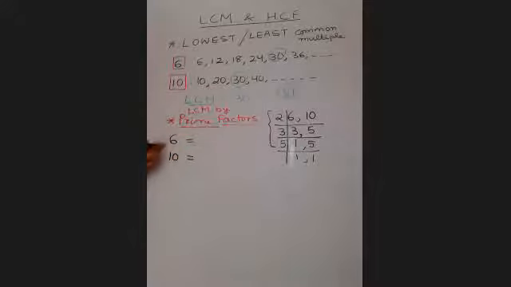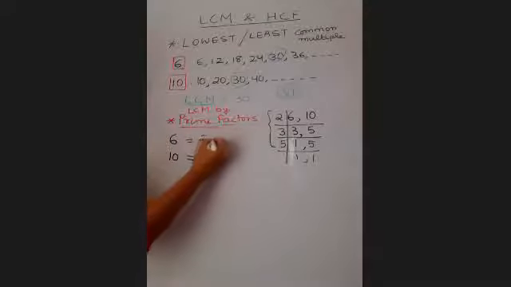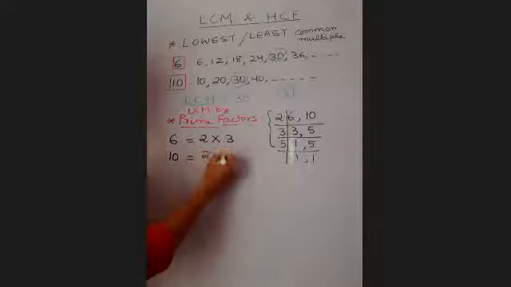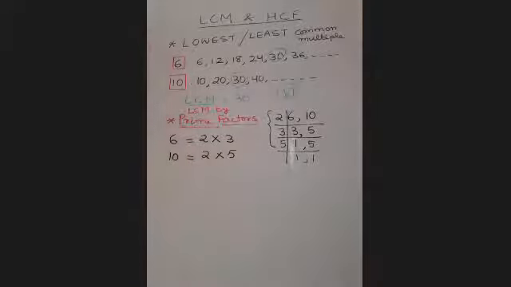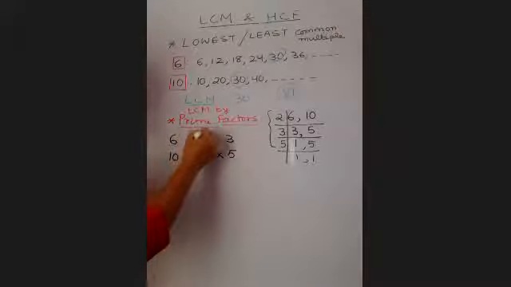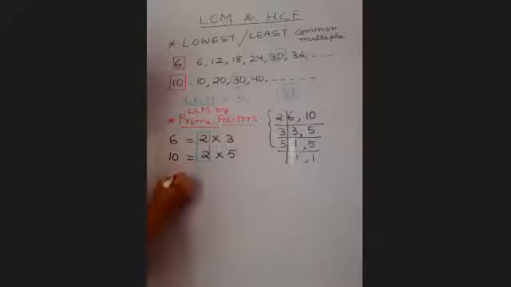Now write the common multiples of 6. Oh, sorry, prime factors of 6. How do we write 6? Right? And how do we write 10? 2 into 5. Fine. Now what is common to both? 2. So when I'm writing LCM, this common number will be taken once.